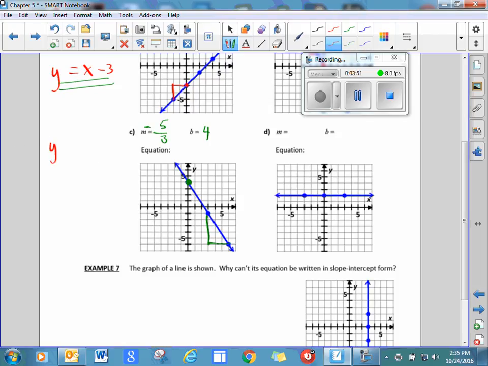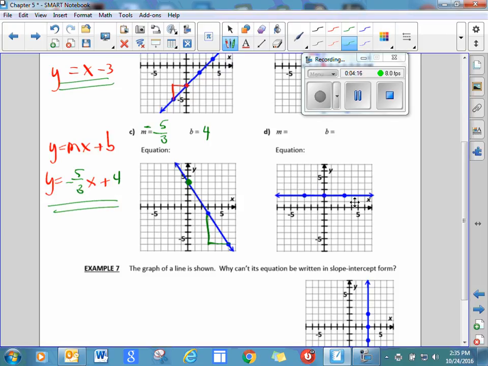So we're using the format y is equal to mx plus b. Y is equal to, and I'll just go change my colors. The m is minus 5/3. X plus the b is a positive 4. So that is my equation of the line in slope-intercept form, all the information pulled off of the graph.